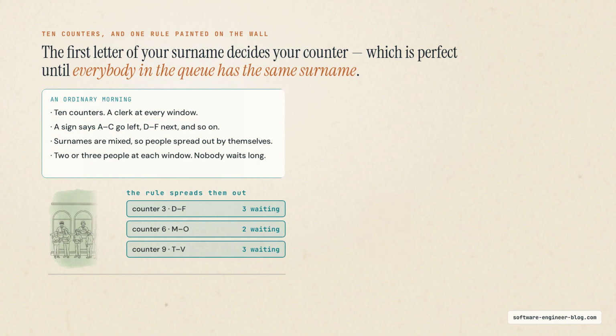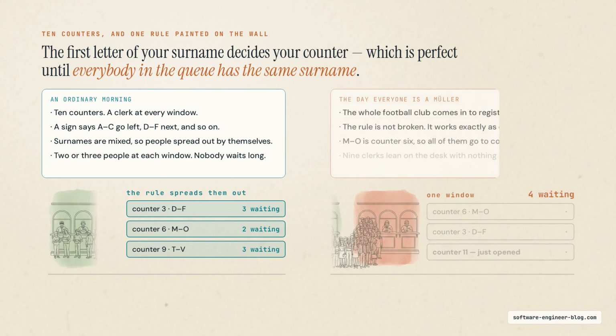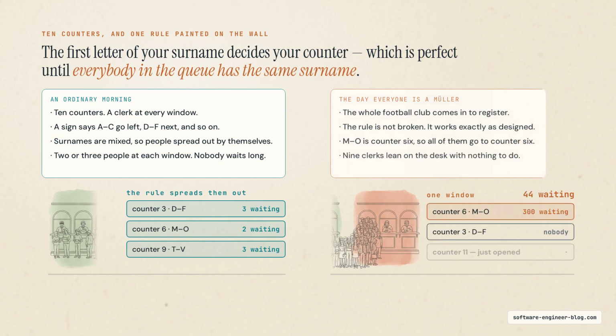Nobody waits long. Now the whole town football club arrives to register. Every one of them is called Mueller. The rule sends every single Mueller to the same counter. That counter has 300 people in front of it. The other 9 counters are empty, and the clerks there are leaning on the desk with nothing to do.